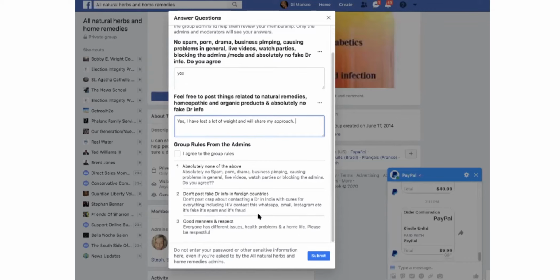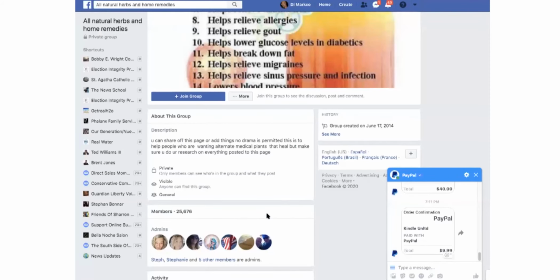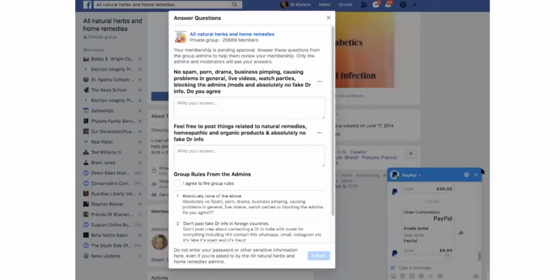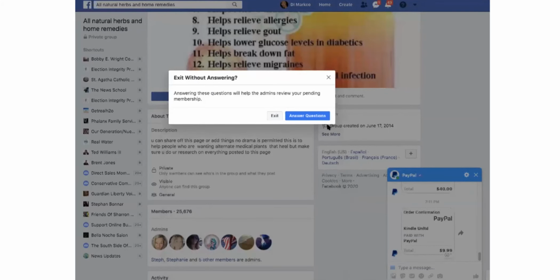I agree to these rules, and you can look at these rules, absolutely none of the above. Absolutely no spam. They already told you that. No fake and good manners. That's basically it. I'm going to click on I agree there, and I'm submitting, and we should be able to join that group with no problem. So that group was, okay, so I've submitted.